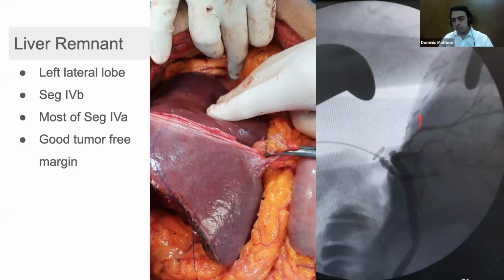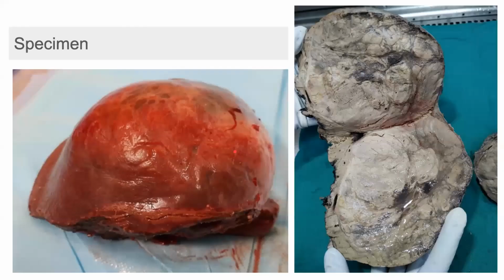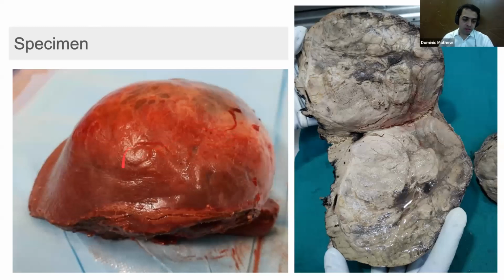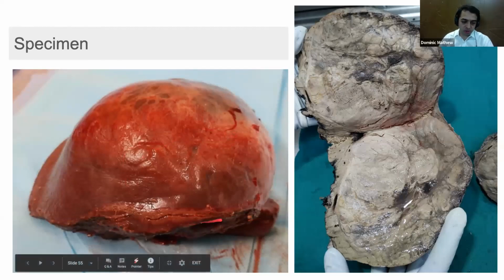This is the cholangiogram showing the branches to 4, 3, and 2. This is the specimen, and here you can notice a good tumor-free margin. And this is after the specimen was fixed. There's still an adequate margin.